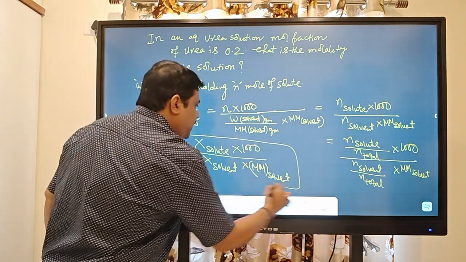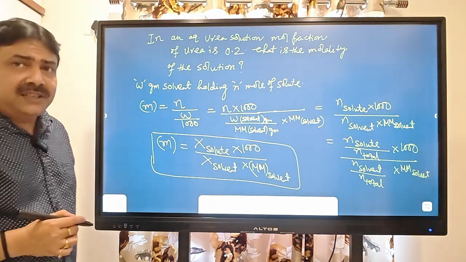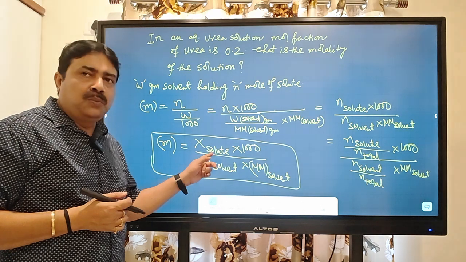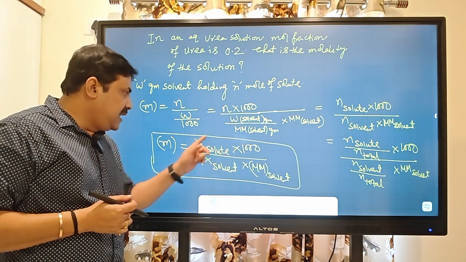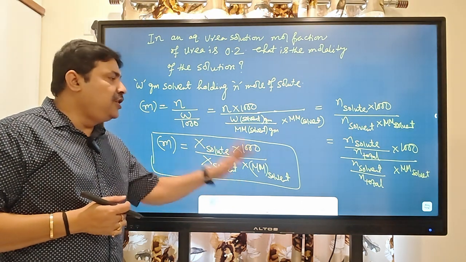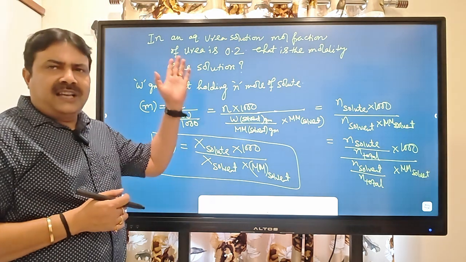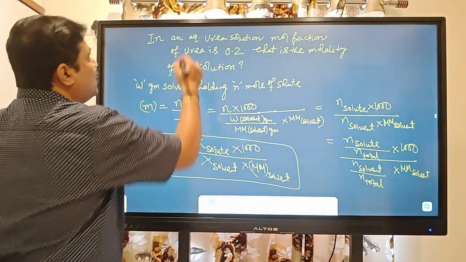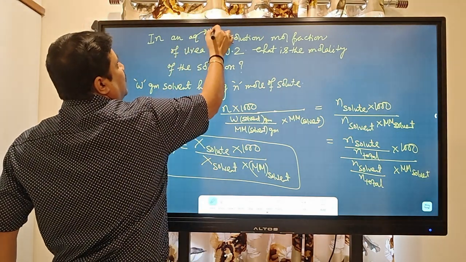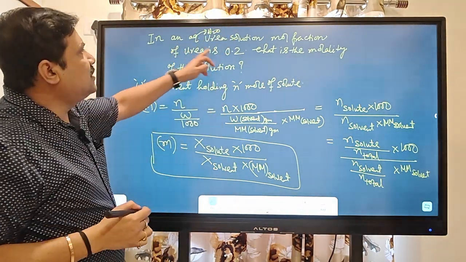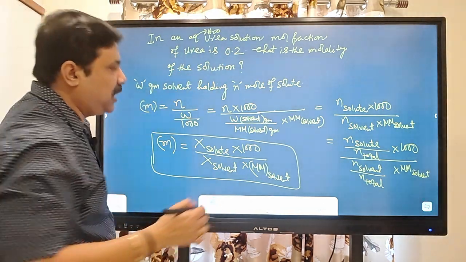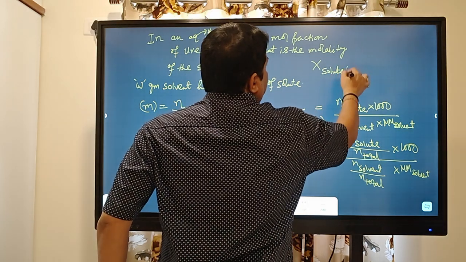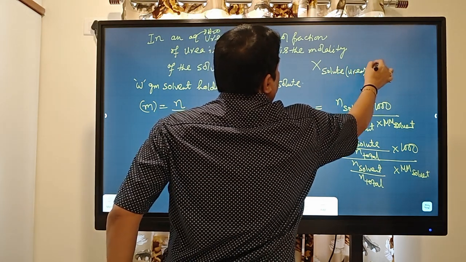Then how can we express the molality in terms of mole fraction? Molality will be equal to the mole fraction of solute into 1000 divided by the mole fraction of solvent into the molar mass of solvent. All data is there. You look at, they are telling here urea is a solute and aqueous means water is a solvent. And the mole fraction of solute, which is urea, is 0.2.